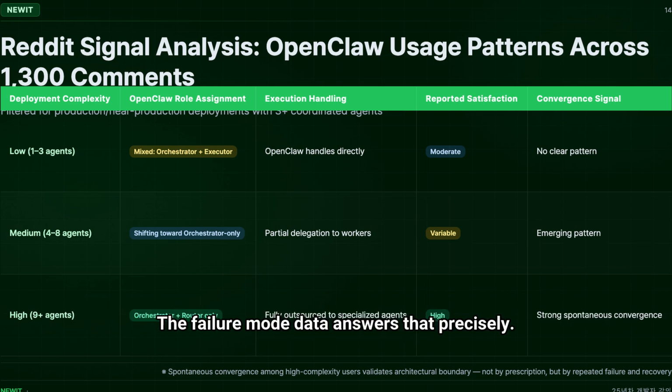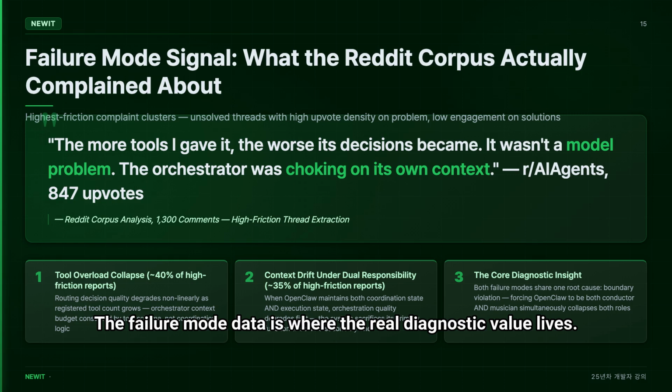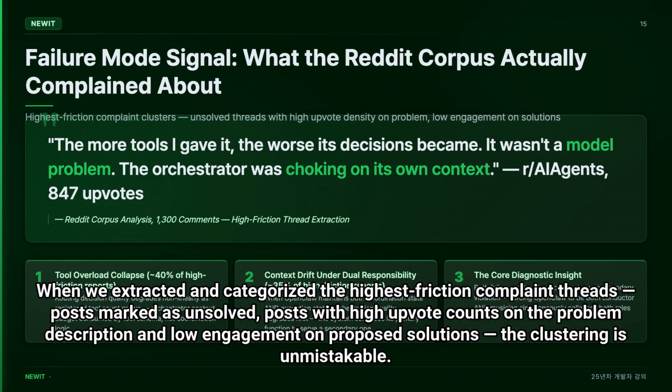The failure mode data answers that precisely. The failure mode data is where the real diagnostic value lies. When we extracted and categorized the highest friction complaint threads, posts marked as unsolved, posts with high upvote counts on the problem description, and low engagement on proposed solutions, the clustering is unmistakable.